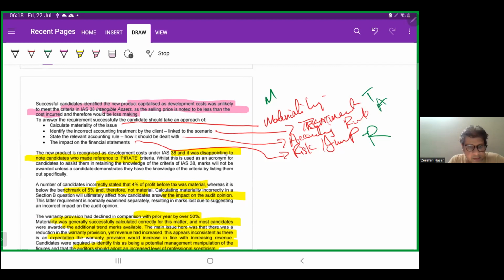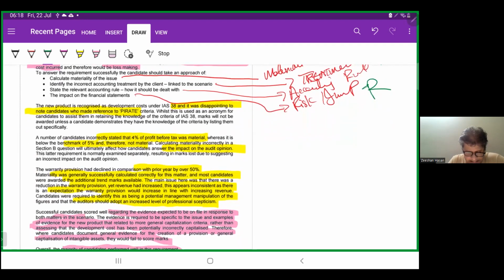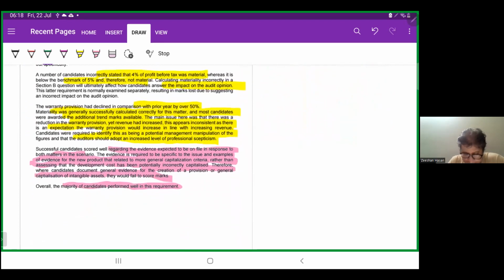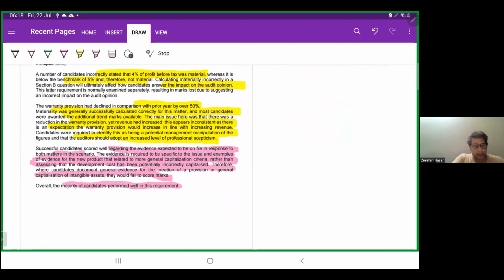This later requirement is normally examined separately, resulting in marks lost due to suggesting an incorrect impact on the audit opinion. The warranty provision had declined in comparison with the prior year by 50%. Materiality was generally successfully calculated for this matter, and most candidates were awarded the additional trend marks available. The main issue here was that there was a reduction in the warranty provision, yet revenue had increased.